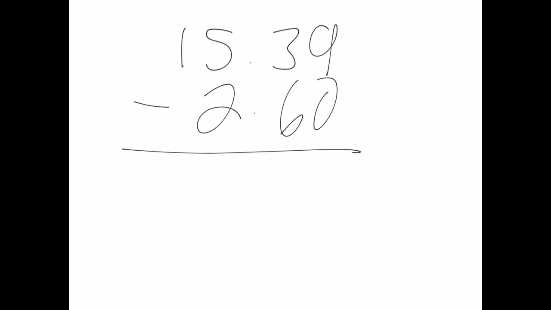The first thing that you have to do is borrow from the 5 because you can't subtract 6 from 3. So that's going to be 13. And so the first one is a 9, this one is a 7, this is a 2, and this is a 1. And then you have to add your decimal place.